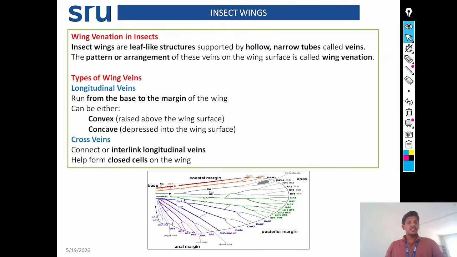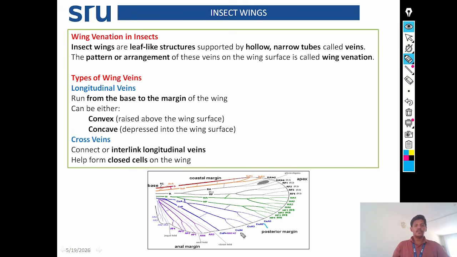Wing venation in insects. An insect wing is a leaf-like structure supported by many hollow, narrow, tube-like structures known as veins. See, these all are tube-like structures. The pattern or arrangement of these veins on the wing surface is known as wing venation.